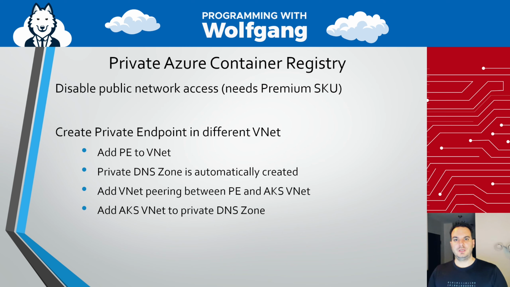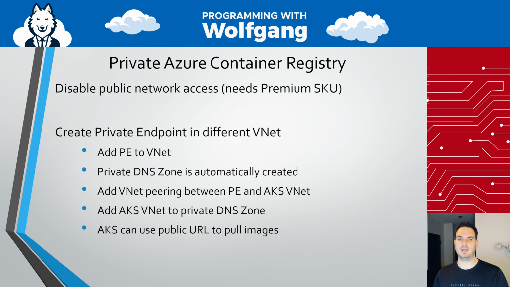And after we have configured the VNet peering, then we also have to add the AKS VNet to our private DNS zone. And this configures the VNet to use our private DNS and resolve the requests. And this allows the AKS VNet to access our private endpoint in the different VNet. And after we've set this up, we can again use the public URL to pull the images, and the private DNS resolves the request to the private endpoint. And now let's take a look how all of this can be set up.